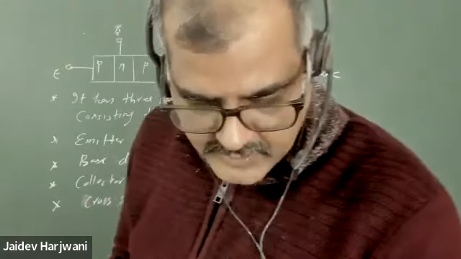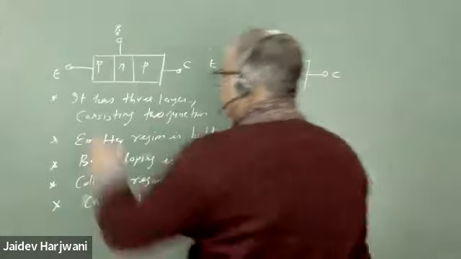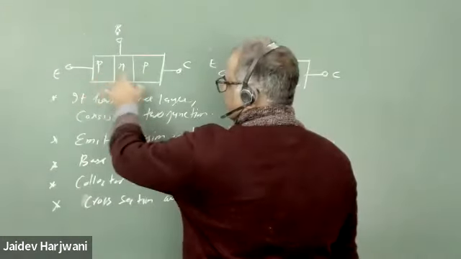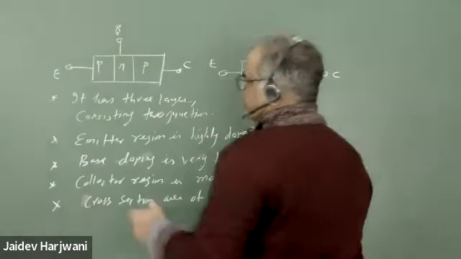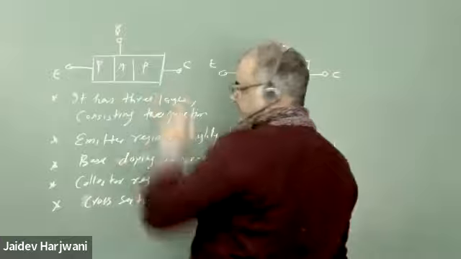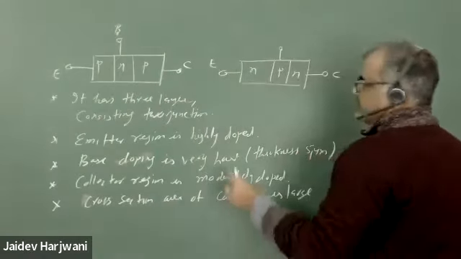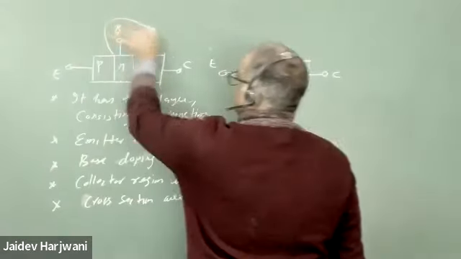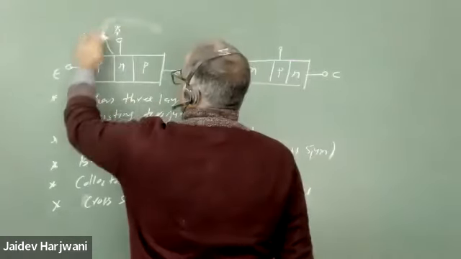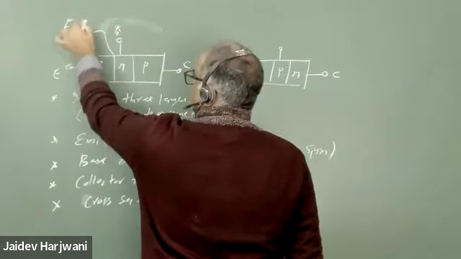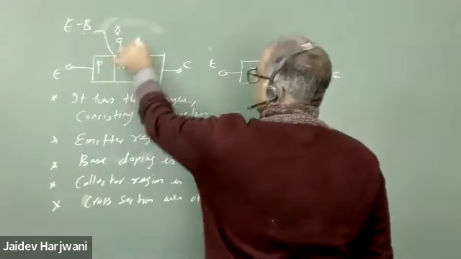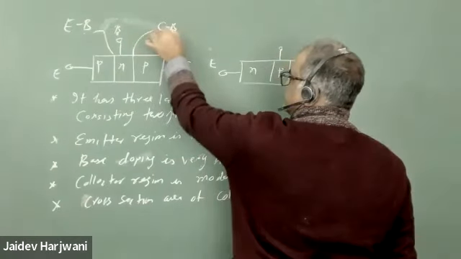As you can see, a transistor is equivalent to two PN junctions. The first junction is called the emitter base junction, and the second is called the collector base junction. So we have two junctions: this is called the EB junction, the emitter base junction, and this is called the collector base junction.